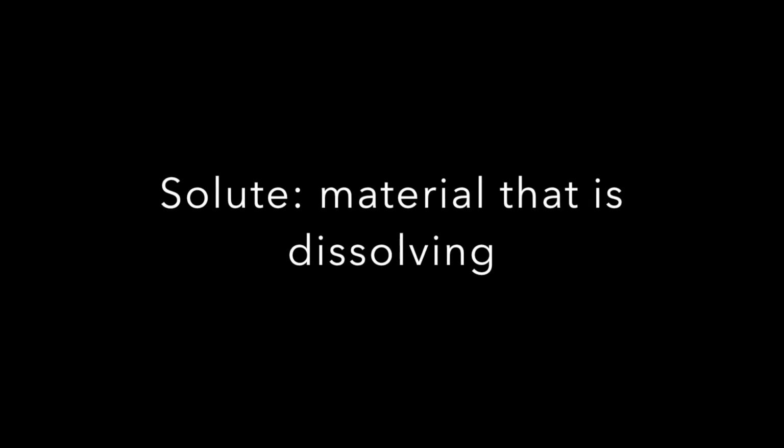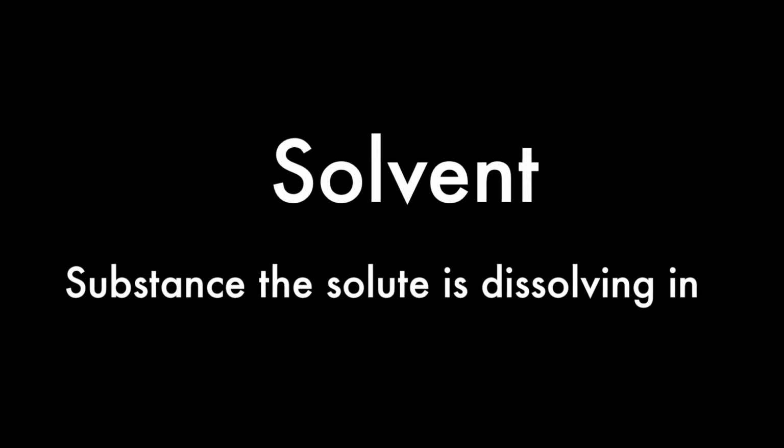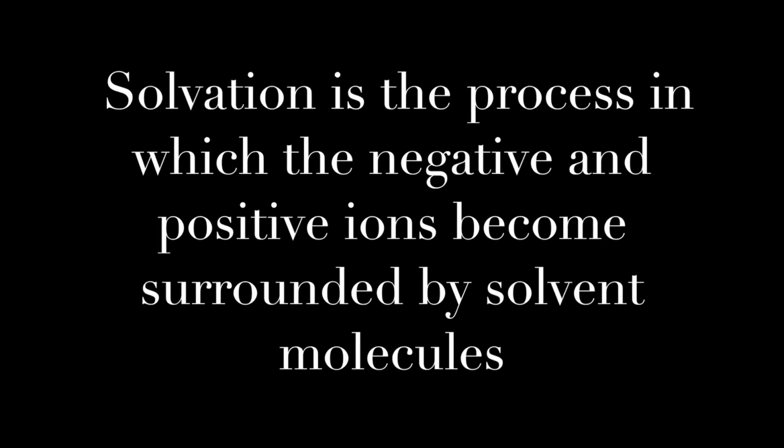Let's talk about properties of solutions. So the first thing you need to know is what a solute, solvent, and solvation is. A solute is the material that is dissolving. A solvent is the substance that the solute is dissolving in. The solvation is the process in which negative and positive ions become surrounded by solvent molecules.